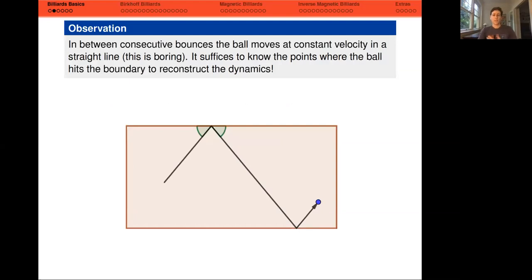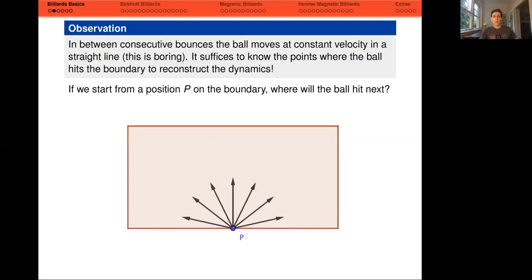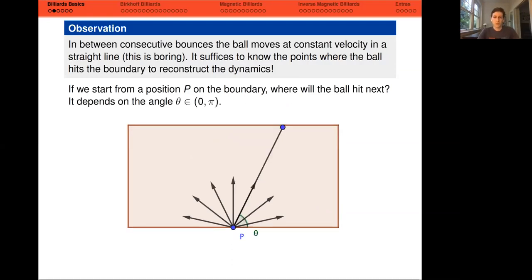So when it comes to billiards, one main observation is that in between bounces with the boundary, there isn't a whole lot going on. The position is changing, but the velocity vector is not. And so when it comes to understanding the dynamics, all we really need to know is where this billiard ball is going to be hitting on the boundary. So for example, if we're starting at any point P on the boundary of our rectangular table here, to know where this billiard is going to hit next, we really only need to know the angle theta that it makes with the wall. And so based on our picture here, our angle can be anything between 0 and pi.